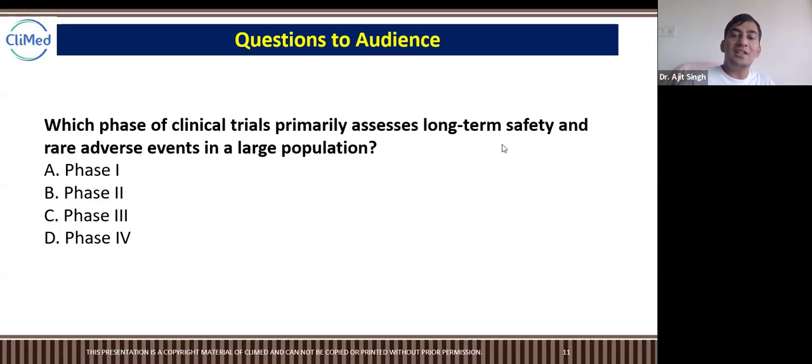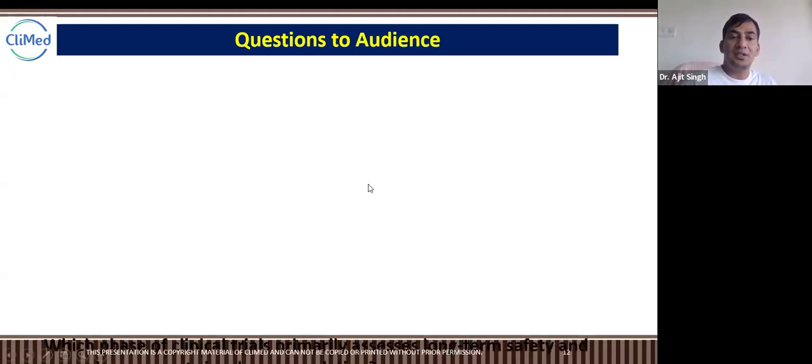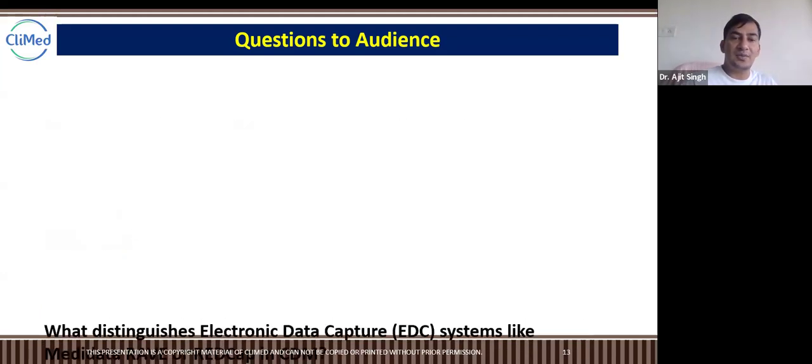That's why there are 4 phases. This phase 4 clinical trial, or post-marketing surveillance, actually tells us about the long-term effects of the drugs. Okay, guys. So phase 4 is the correct answer.